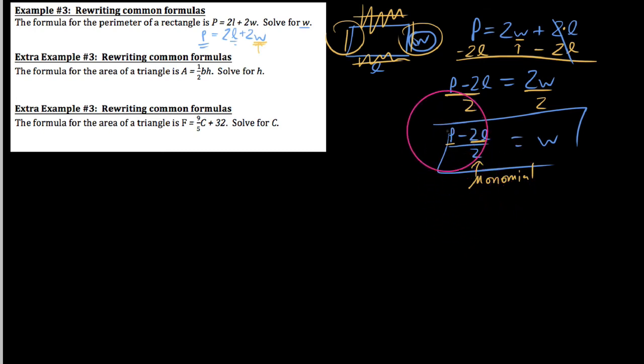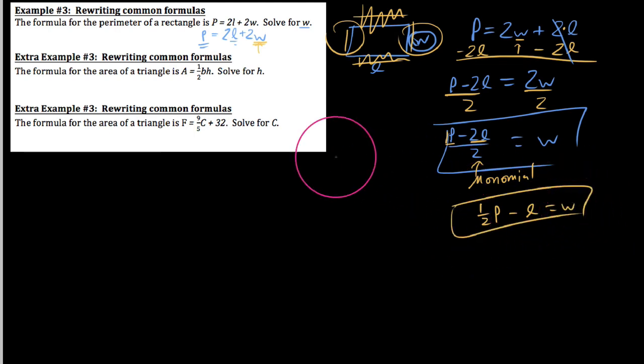So if we wanted to, we could say, well, this is a 1 here. We could say this is 1/2 P minus, now 2 divided by 2 is 1, so we'd say L, and this equals W. But both of these statements would mean the same thing.